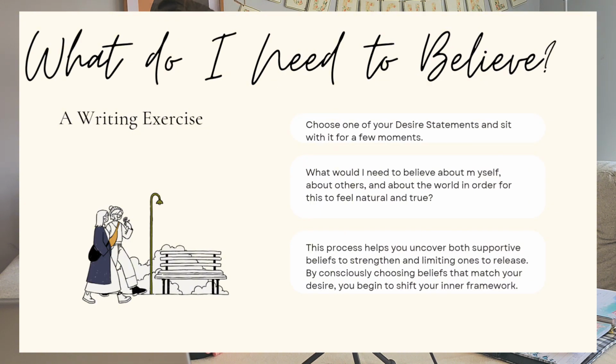Okay, so next, what do I need to believe in order to have this thing, experience this thing, live this life I want to live? Choose one of your desire statements and sit with it for a few moments. What would I need to believe about myself, about others, and about the world in order for this to feel natural and true? This process helps you uncover both supportive beliefs to strengthen and limiting ones to release. By consciously choosing beliefs that match your desire, you begin to shift your inner framework.